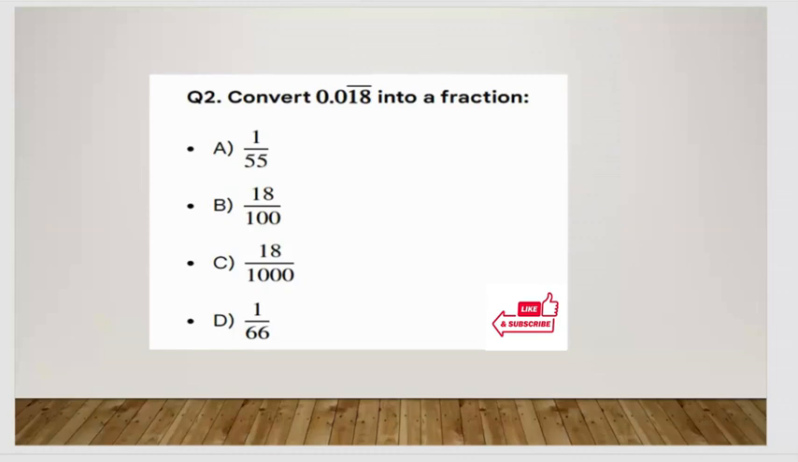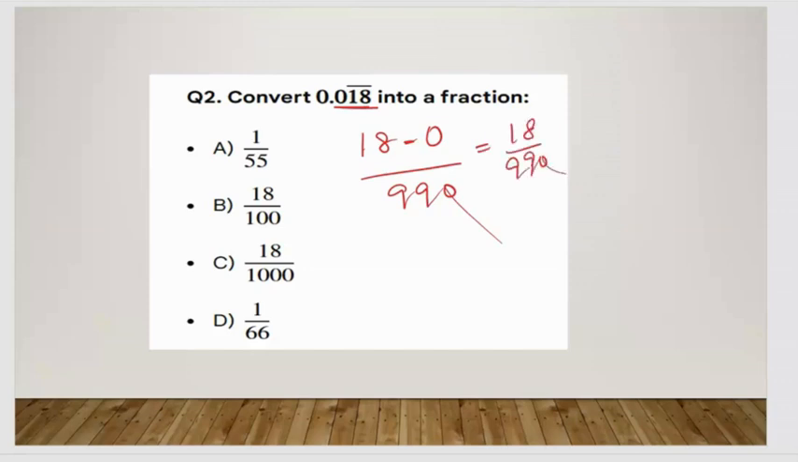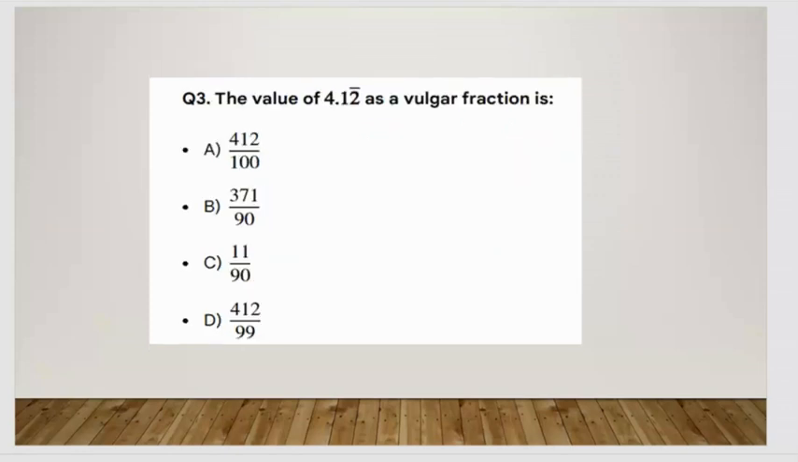Let's move to next, 0.018 bar. Very simple. This is 18 minus 0, because 018, right? The whole number 018, we can write it like 18 minus 0 divided by 990. So answer is 18 by 990. And 18 by 990 is not in the options, so it means it is not in the simplest form, and when you solve it, you will get 1 by 55.